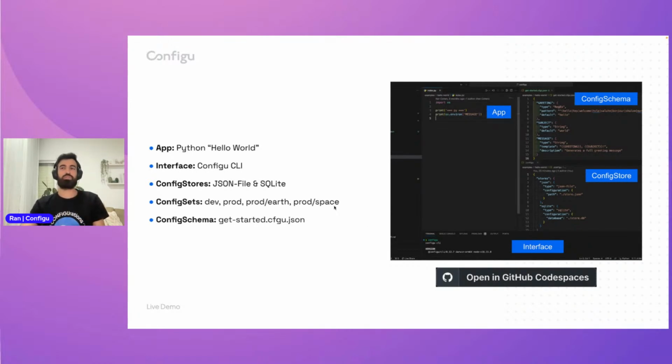I'm going to use these contexts as ConfigSets: dev, prod, prod/earth, and prod/space. The slash here means that space and earth are children of prod. And I'm going to use the config schema called get started. It looks like that. And let's jump to the code space.